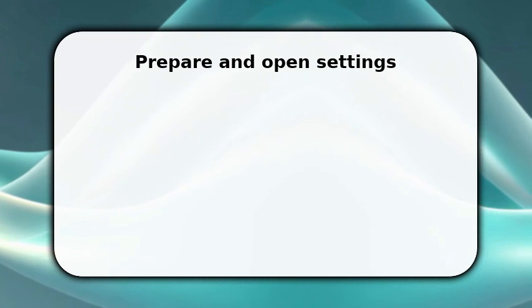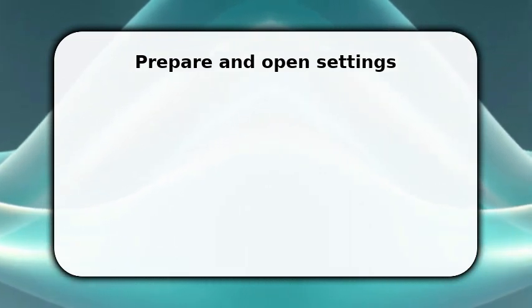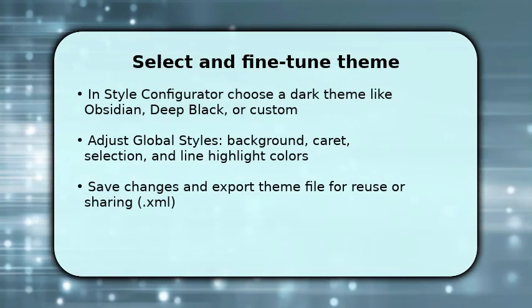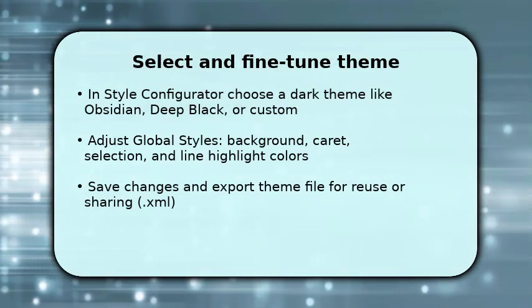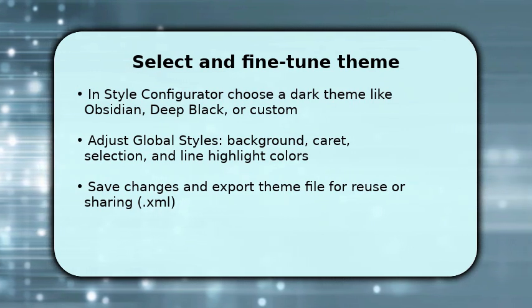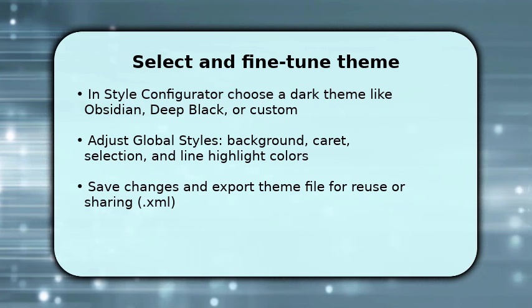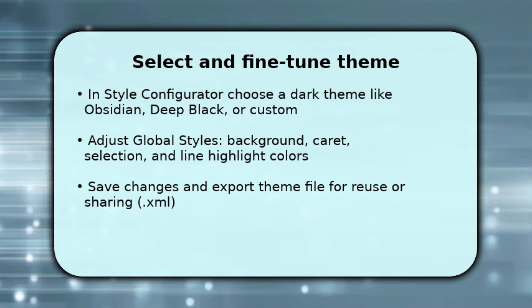Once the basic dark mode is active, dive into Style Configurator to select a dark scheme for the languages you use. Pick a preset such as Obsidian or Deep Black, then adjust global styles: background, foreground, caret, selection, and line highlight so contrast meets your eyes. Make sure to test with real code files to verify readability.